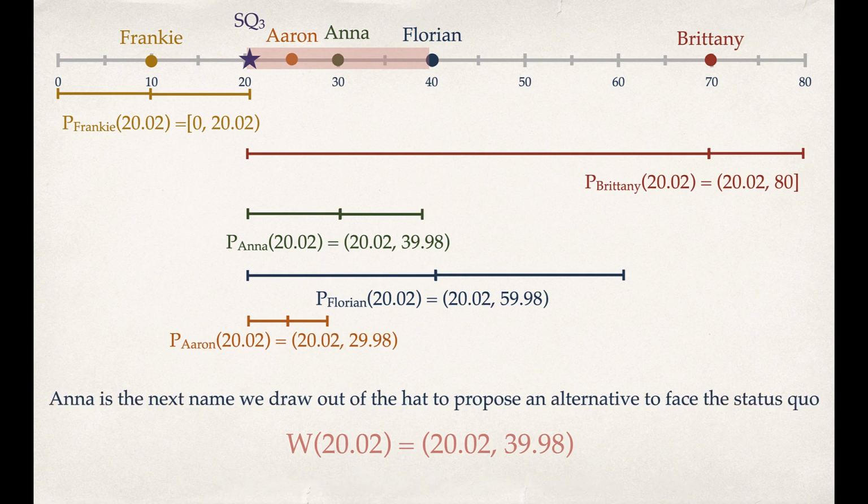So now we draw Anna's name out of a hat to propose. Anna wants to propose the closest thing to her ideal point that is in the win set. Anna's in luck. Anna's the first one to get lucky because her ideal point is in the win set. Anna's ideal point is 30. 30 is in the win set of this third status quo in these rounds of voting.